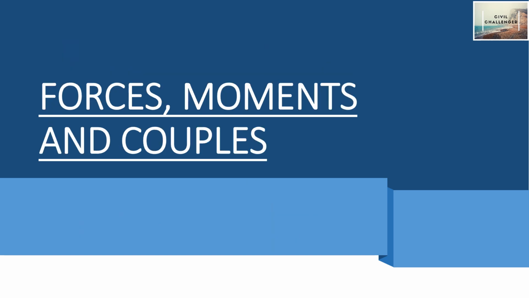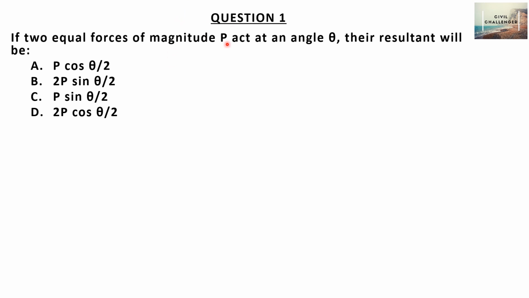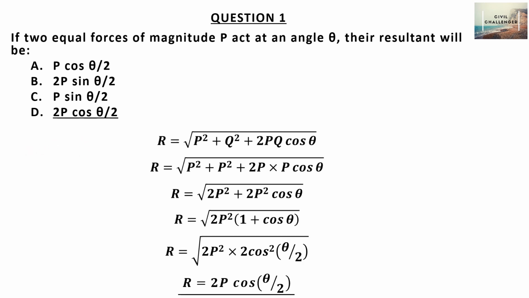In this video, we are going to see some more questions from forces and resultant force. The first question is, if two equal forces of magnitude P act at an angle theta, the resultant will be option A, P cos theta by 2, option B, 2P sin theta by 2, option C, P sin theta by 2, option D, 2P cos theta by 2.